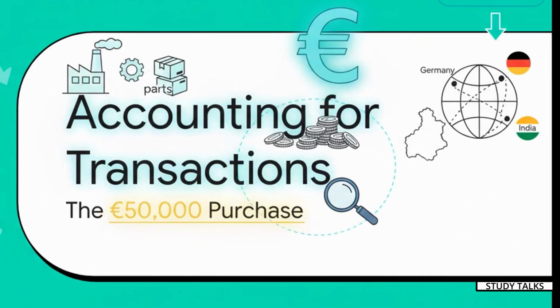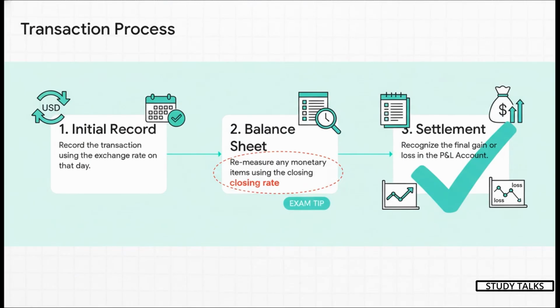Okay, great. Now that we have our key definitions down, let's put them to work. We're going back to Rotomac and that 50,000 euro purchase they made. This is a perfect example of a foreign currency transaction. The accounting for this stuff follows a really simple 3-step process. Just remember this: record, remeasure, and recognize.